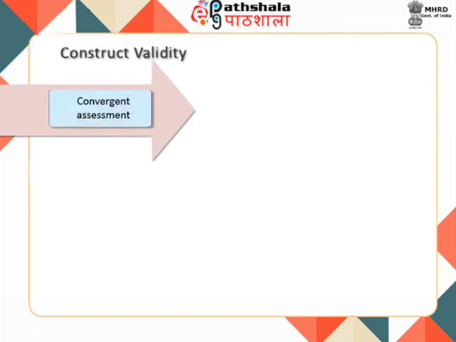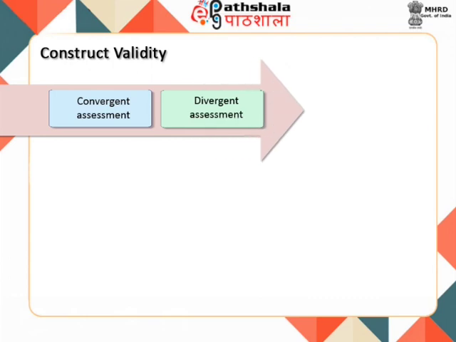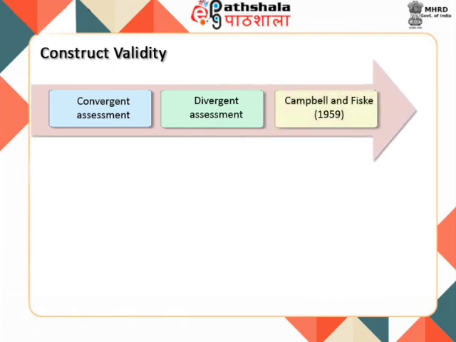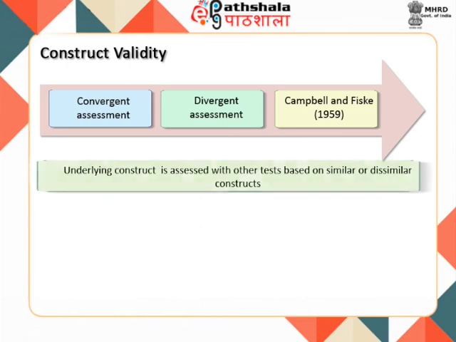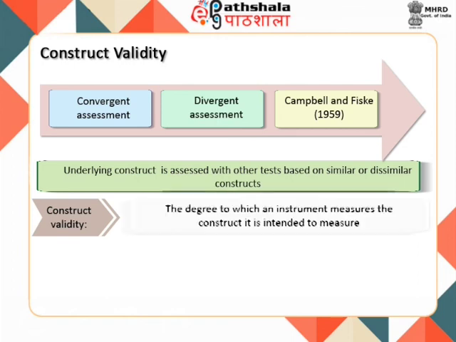Validation by convergent and divergent assessment was first introduced by Campbell and Fiske. In this, the underlying construct of interest on which the test is based is assessed with other tests based on similar or dissimilar constructs. Thus, another way of naming this form of validity assessment is construct validity. To define formally, construct validity is the degree to which an instrument measures the construct it is intended to measure.